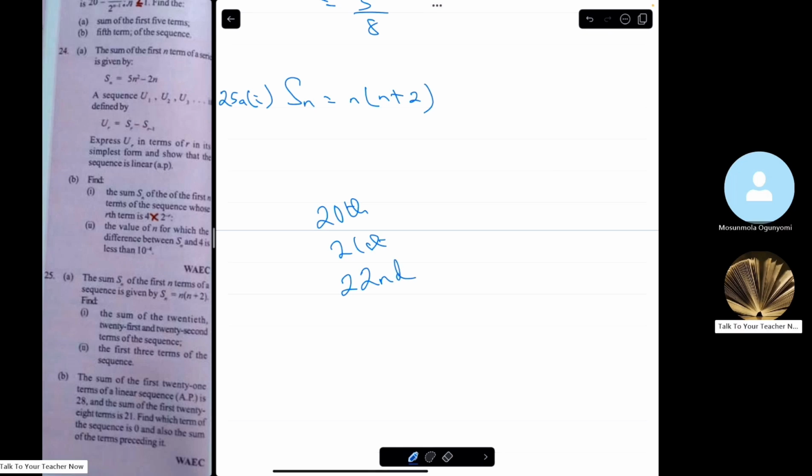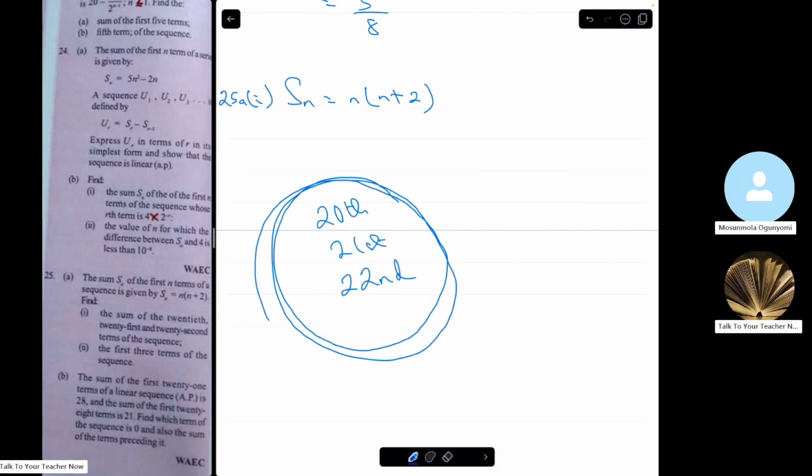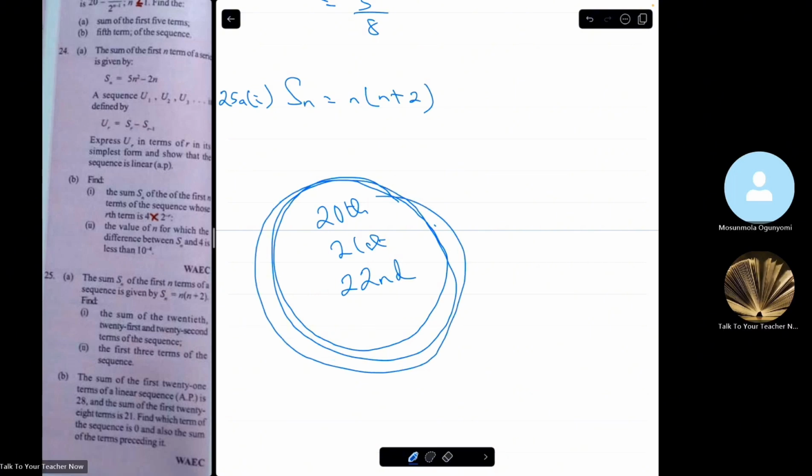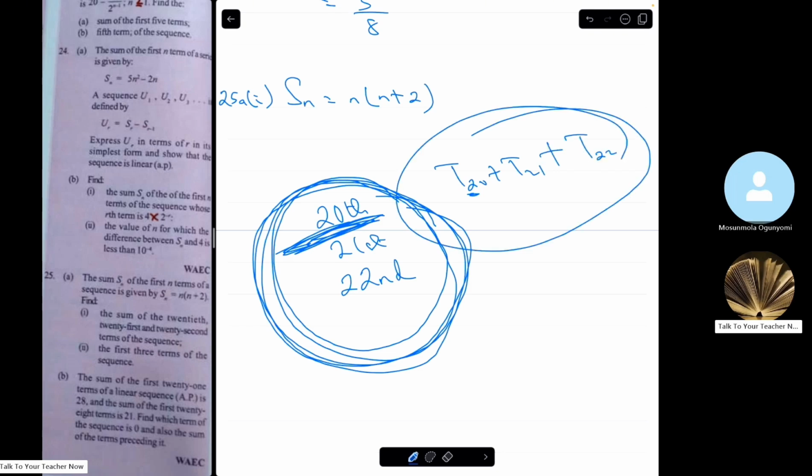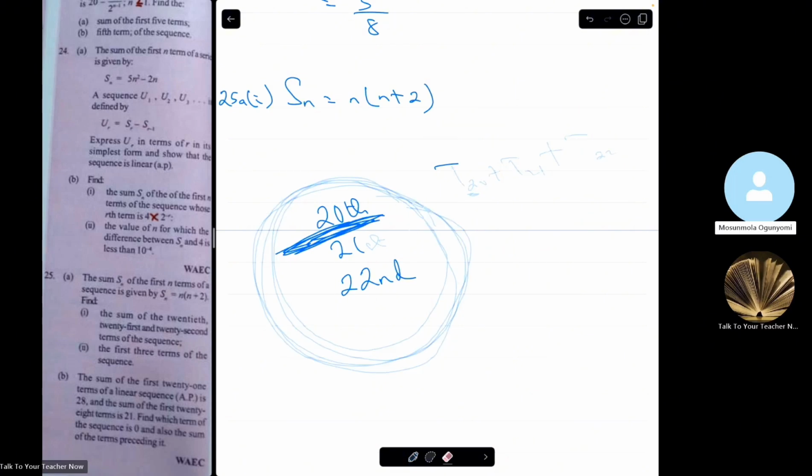What does it mean to find the sum of the 20th, 21st, and 22nd terms of the sequence? We'll find each of them, we'll add it. That means T20. Beautiful. And you were saying S20. There's no S20. They didn't say the sum of the first 20 terms. They said the 20th term itself, which is T20, the 21st, which is T21, and the 22nd, which is T22. We add all of them together. That simply means T20 plus T21 plus T22.